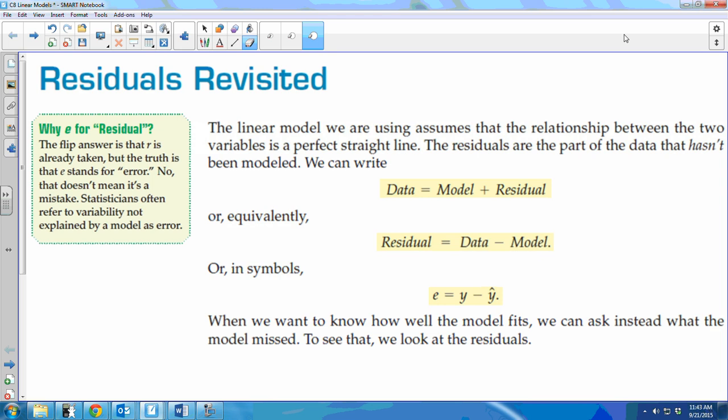You should be able to calculate a residual. Shouldn't be a problem. You should be able to write an equation of the linear model if you're given the standard deviations and the means. And so you should be able to write a model based on those formulas that I gave you. They're on the formula sheet if you need to use them. You should be able to talk about slope in context. Talk about y-intercept in context.